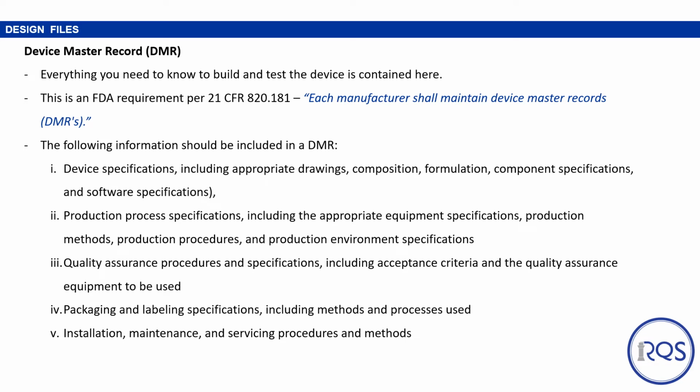Some parts of this process will sound familiar to what's compiled in a DHF. Items in the DHF can be referenced in the DMR. They do not need to be duplicated. The difference between the DHF and the DMR is the first letter: design versus device. The DHF is focused on capturing the history of the design and ensuring that it was done according to FDA regulation. The DMR is focused on building the device and ensuring that all necessary items are included to build, test, package, and service it.